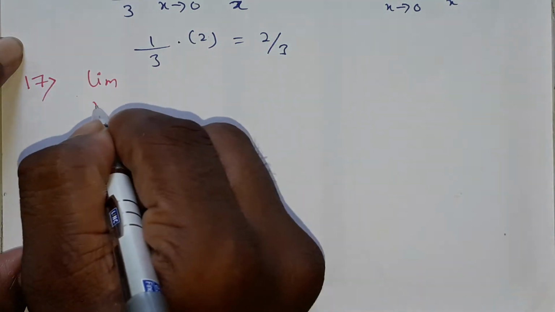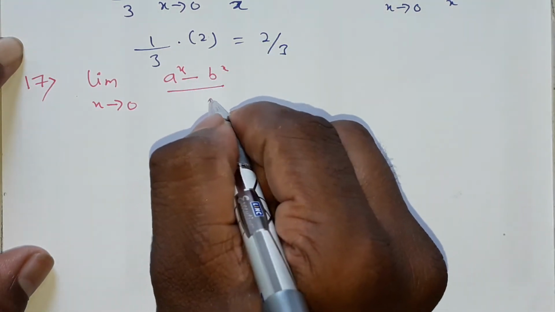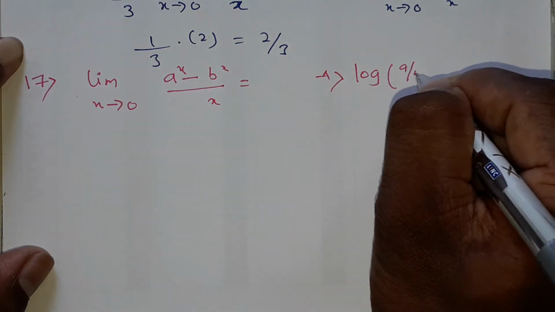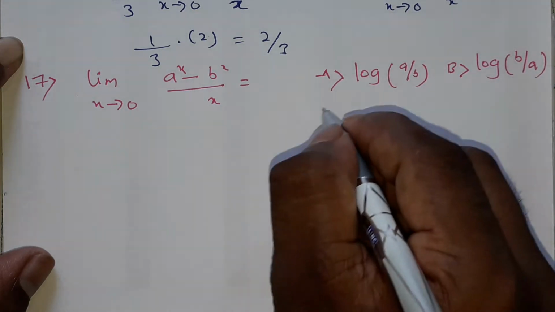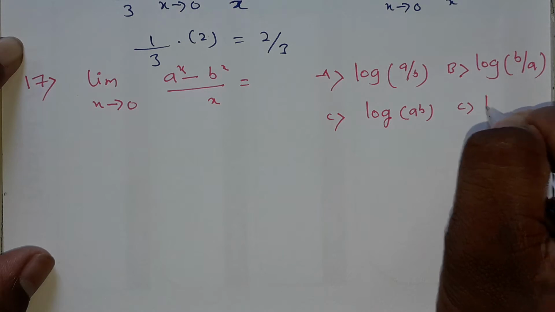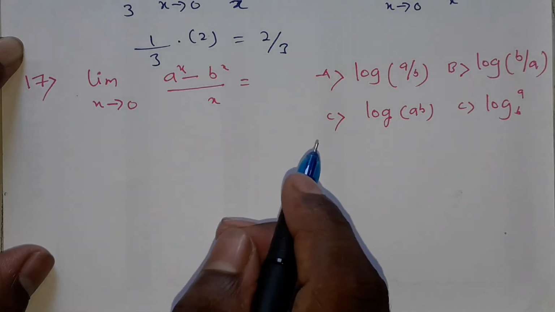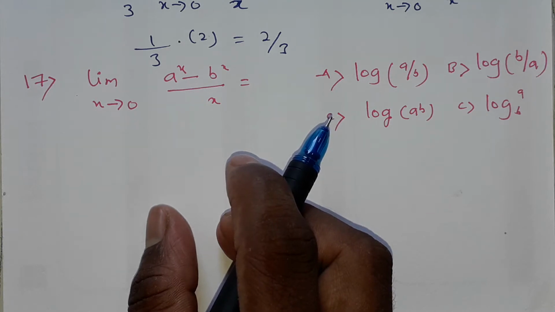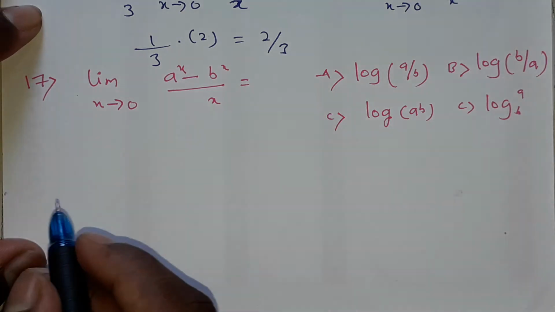Next question is 17. Limit x tends to 0, (a^x − b^x)/x is equal to. Option A is log of a by b, option B is log of b by a, option C is log of ab, option D is log a base b. Simple question. L'Hospital rule would apply: the derivative of a^x is a^x log a, and of b^x is b^x log b. Instead of L'Hospital rule, we can also apply another method.